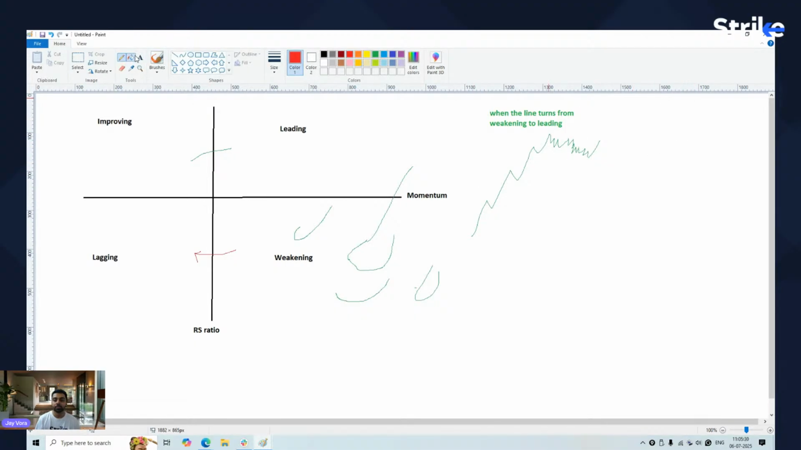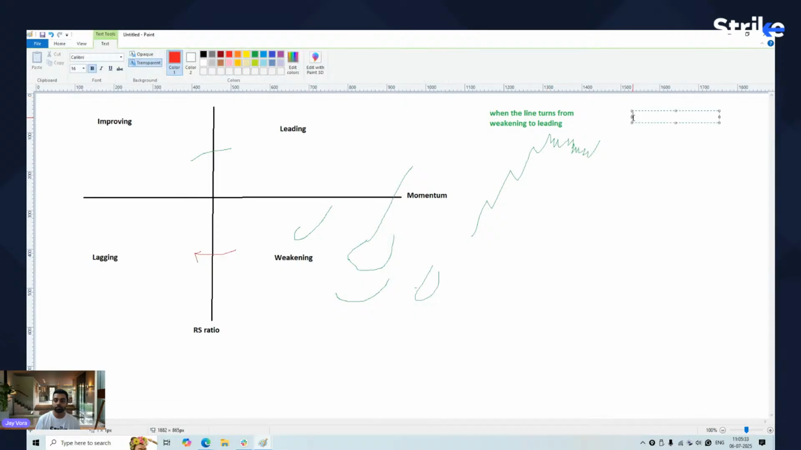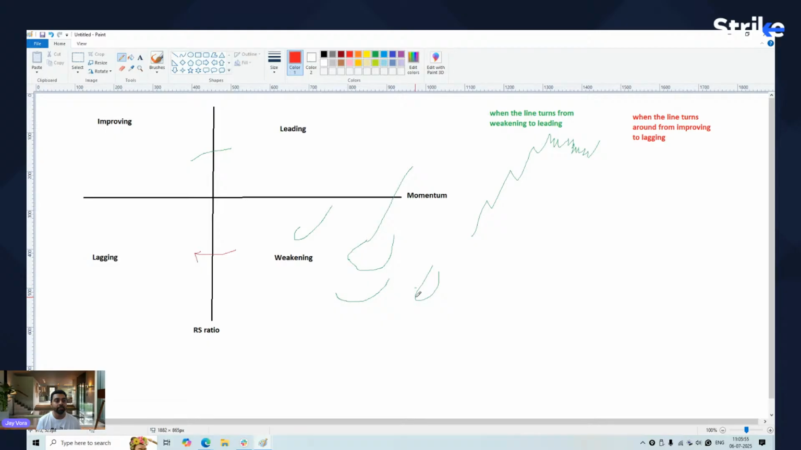The second setup is when the line turns around from improving to lagging. In fact, you have to try and see if the setups are doing well at this phase only, when the momentum starts turning around, so that you will be able to eat this entire move on the upside in case the uptrend is happening.